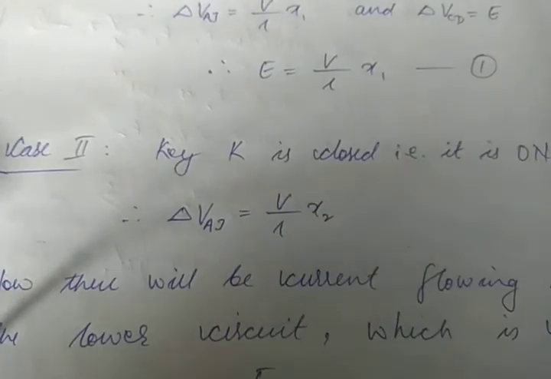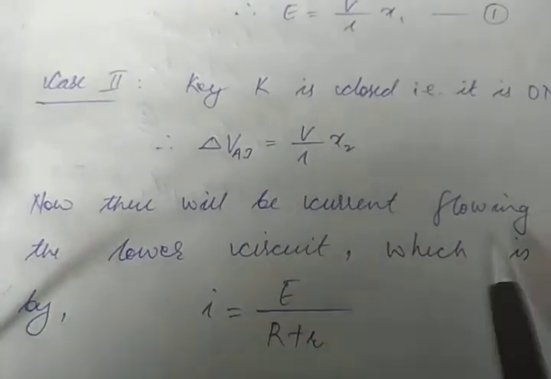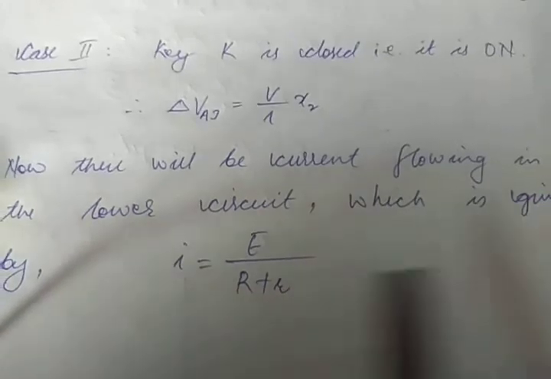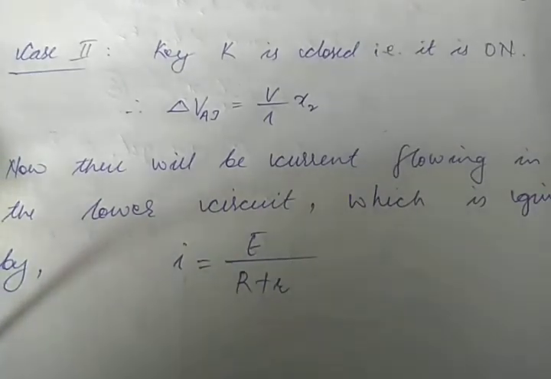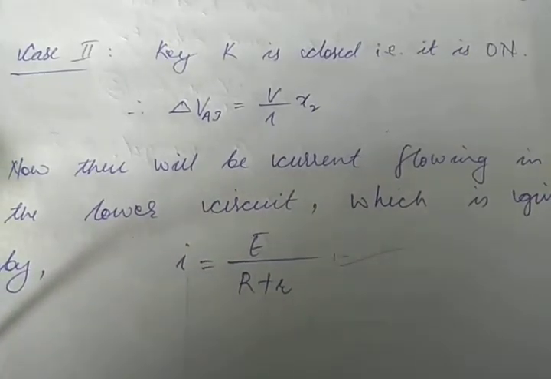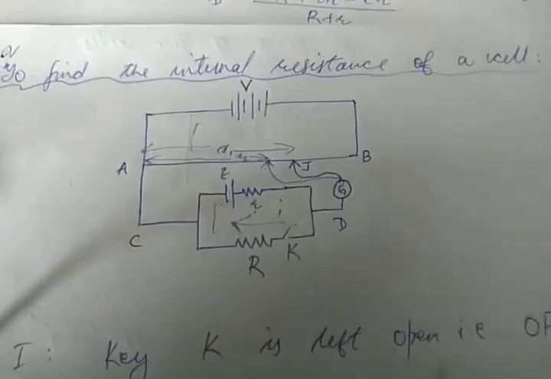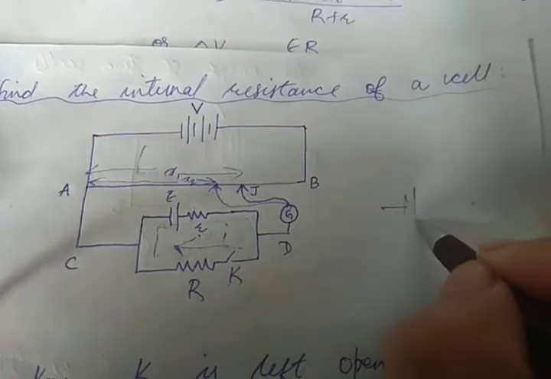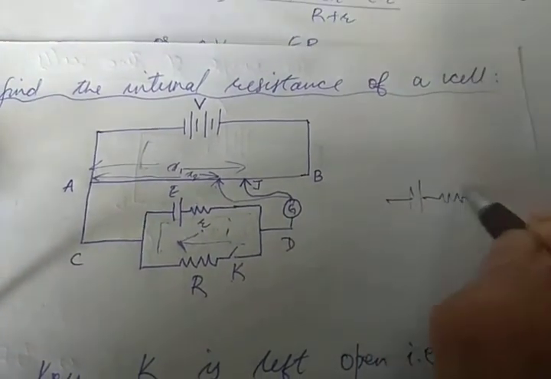Now there will be current flowing in the lower circuit, which is given by I equals E upon R plus r. This is the amount of current that is flowing in the lower circuit. Now, how do we get this? Let us look at the lower circuit. So the lower circuit is this. This is the internal resistance r.